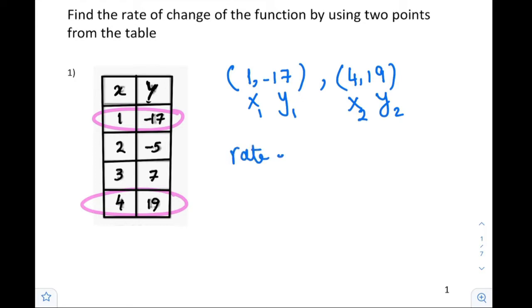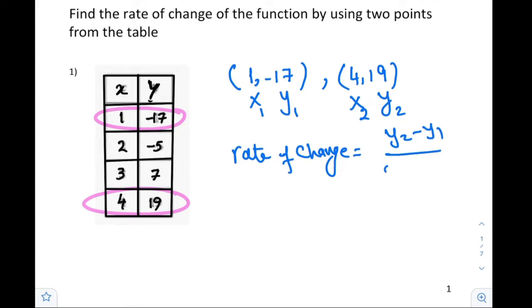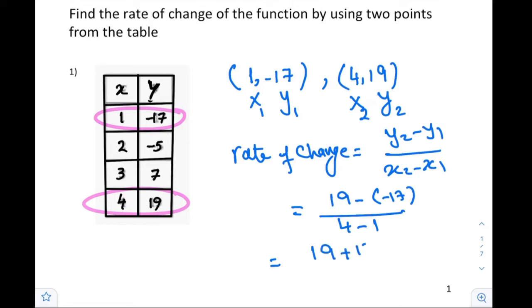The rate of change is y2 minus y1 over x2 minus x1. So we subtract 19 minus minus 17 over 4 minus 1. So it is 19 plus 17 over 3, which is 36 over 3, which is 12.